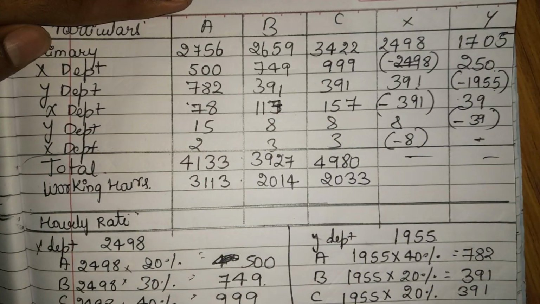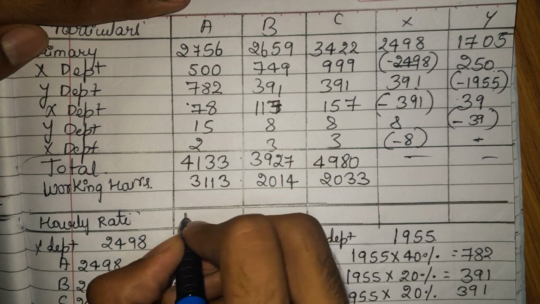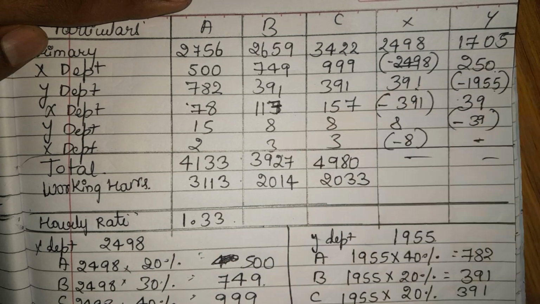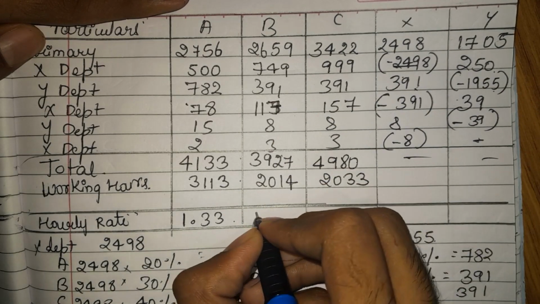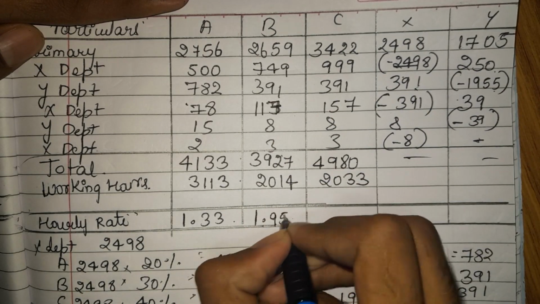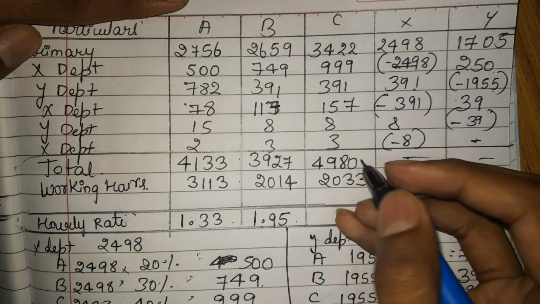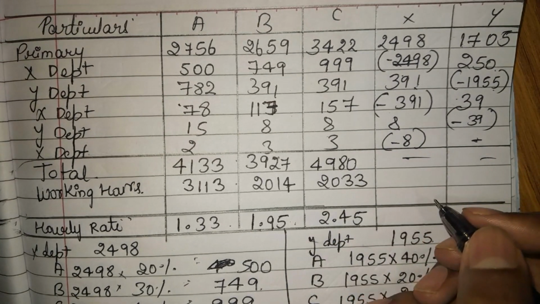So first let us divide 4133 divided by 3113. It will be 1.33. Next 3927 divided by 2014. It will be 1.95. Next 4980 divided by 2033. When you divide it, you will get 2.45. This is how you need to solve the problem.